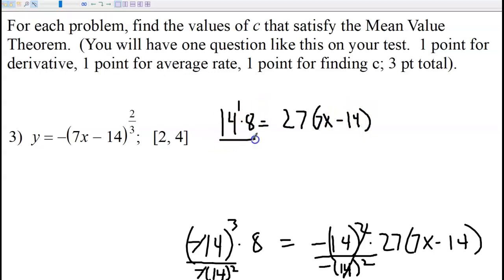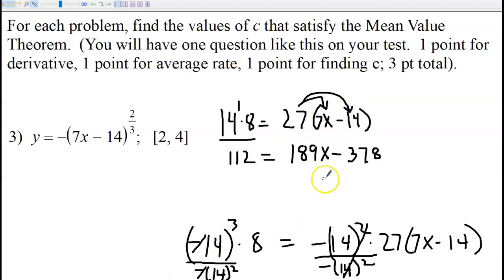All right, and then we go ahead and multiply here. That's going to be 112. I'm going to distribute here. And that's going to give me the following. I'm going to go ahead and add the 378 to both sides.